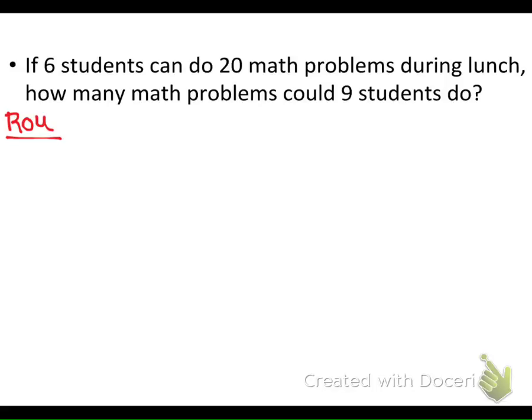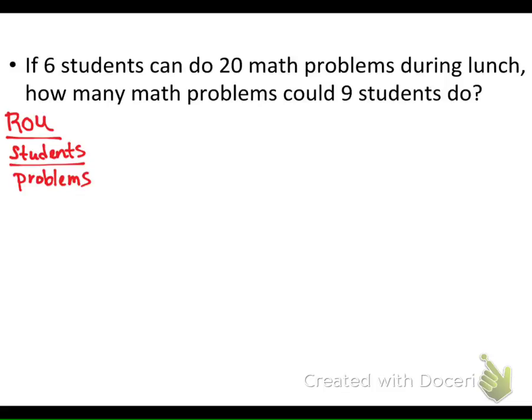So if you read it, if 6 students can do 20 math problems during lunch, right there it's talking about the 2 units that we need to determine. So what 2 things are they talking about? Students and math problems. So my ratio of units is students and math problems, or you can just write problems. Now, what if you wrote problems first and students on the bottom? Is that okay? Yeah. You're just going to have to set up your ratios differently. So that was step 1.